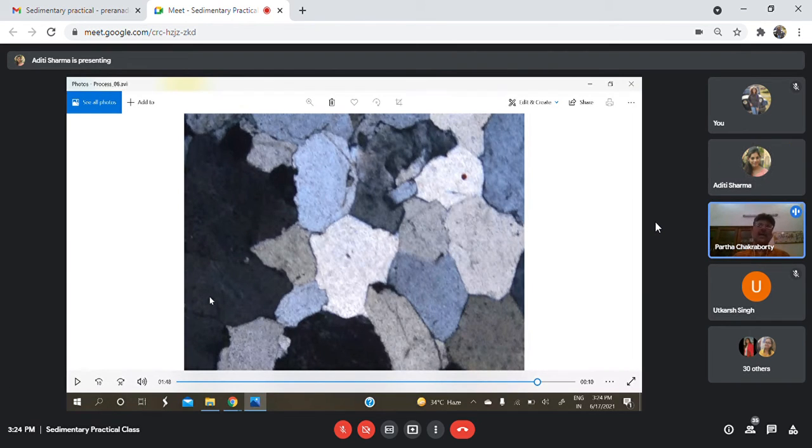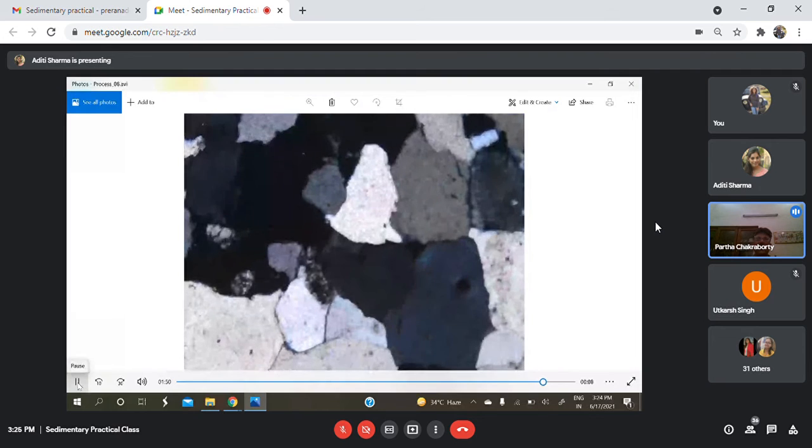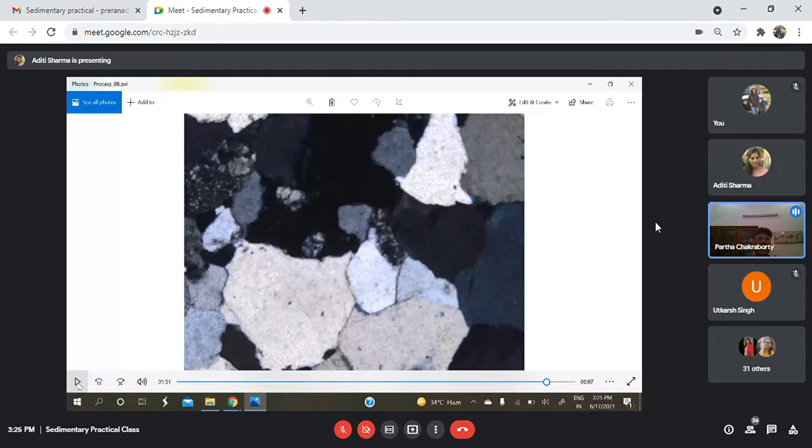That is because pseudo matrix will not have a very clear grain boundary, and it will actually fit in between the different grain boundaries. Whereas a chert fragment or a siltstone fragment will have a definitive grain boundary. That is the main criteria.